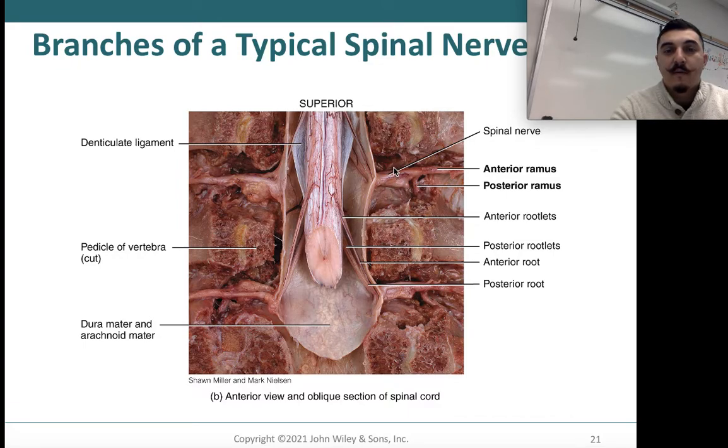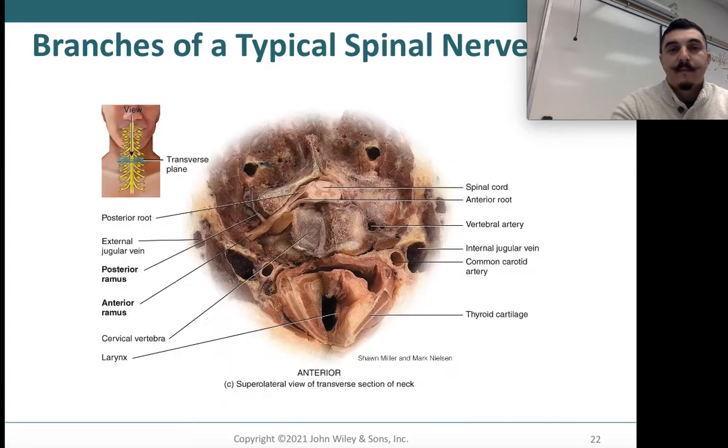And here's a spinal nerve already on the side. This is super cool. Pretty cool dissection picture. I wish we were in lab and we could see more real life dissections like this, but we weren't physically in lab. Anyways, okay.